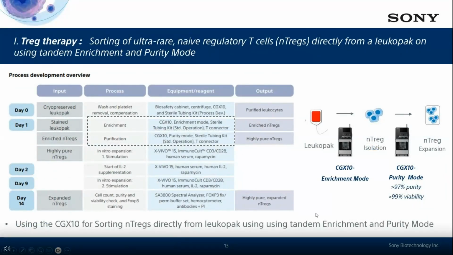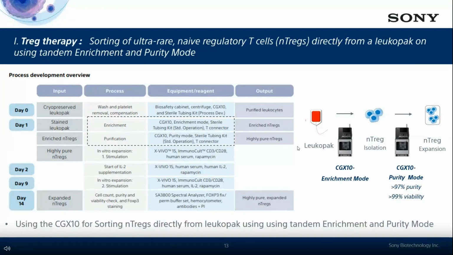In this sort, we started with a whole leukopak and then washed and removed platelets on day 0. This utilizes the CGX10 and sterile tubing kit if a compensation matrix is being built from the pack. And at the end of day 0, what one has is purified leukocytes. At the beginning of day 1, the leukocytes are stained, an OP mode manifold is installed on the system, and then an enrichment sort is performed to get enriched naive Treg cells.